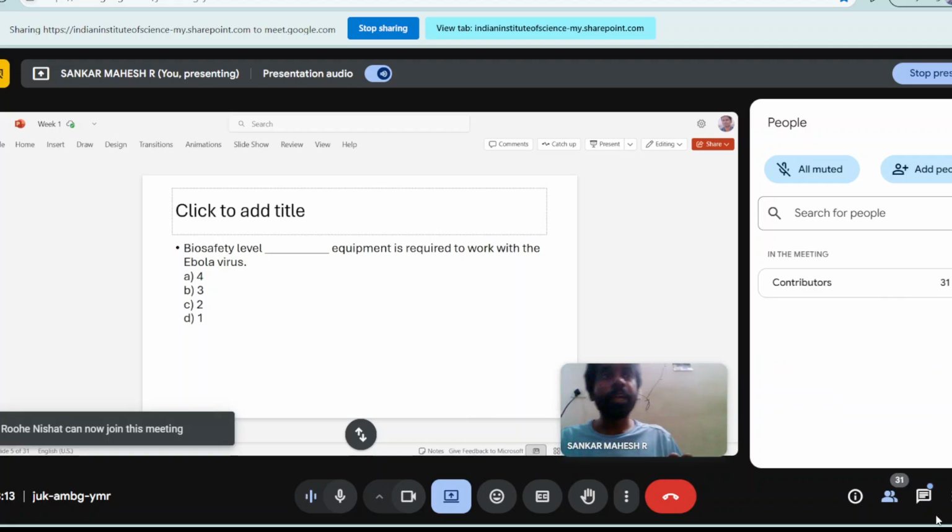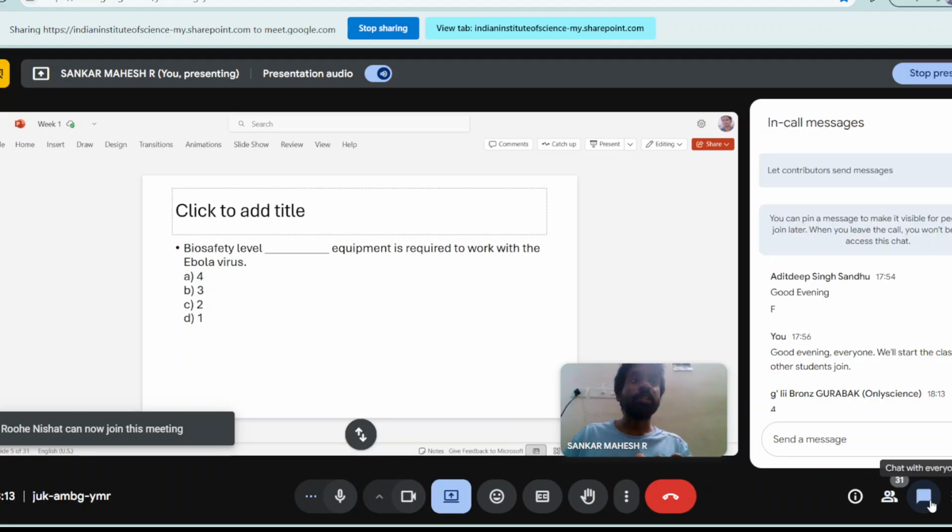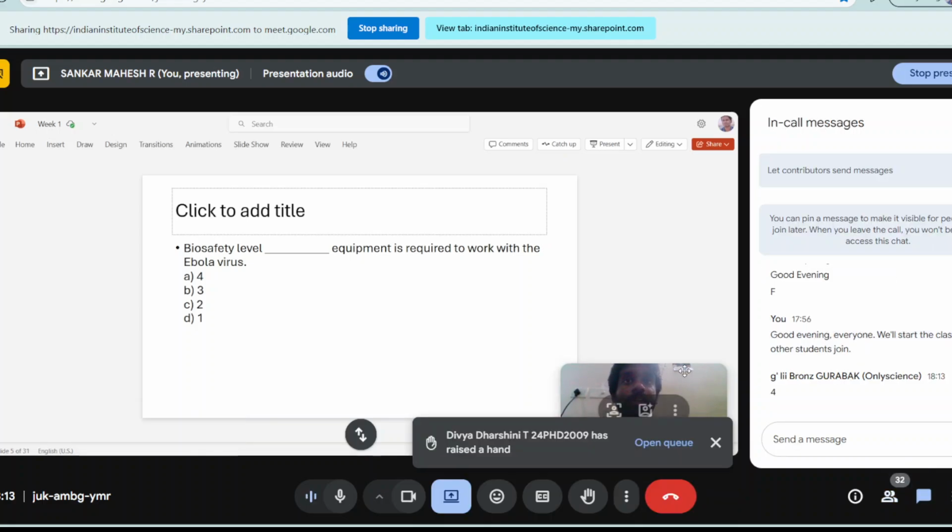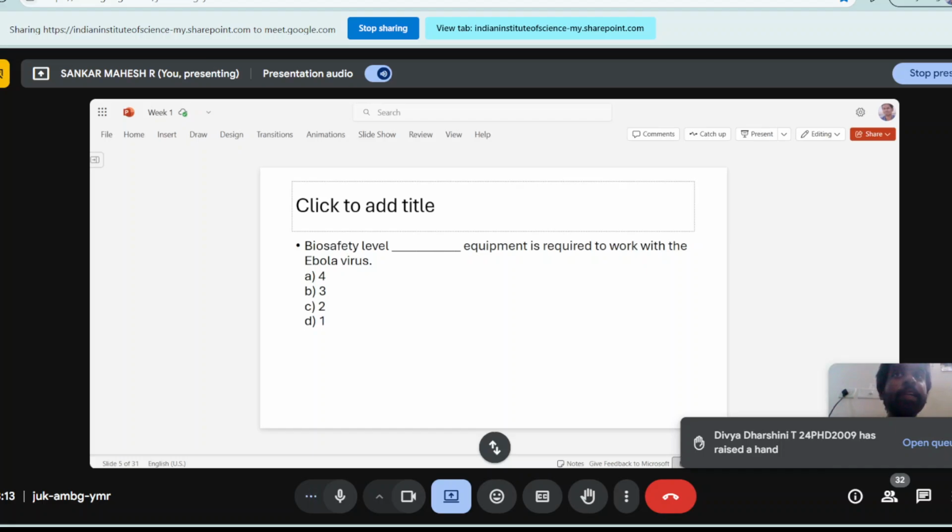Please do not type the right answer in the chat box. It would be better if we could discuss the options so that everyone can learn. And we can start by discussing the incorrect options.